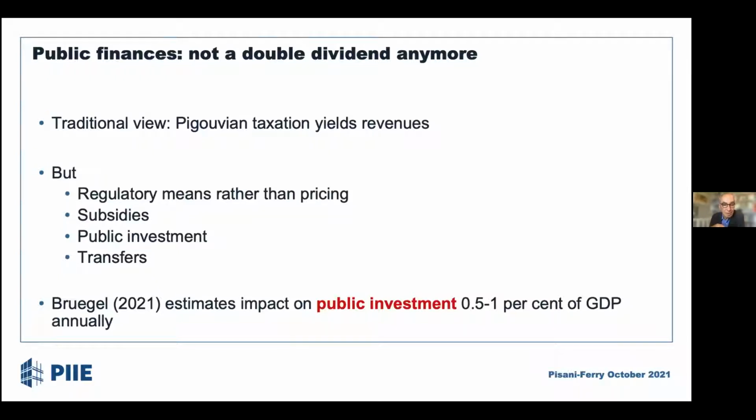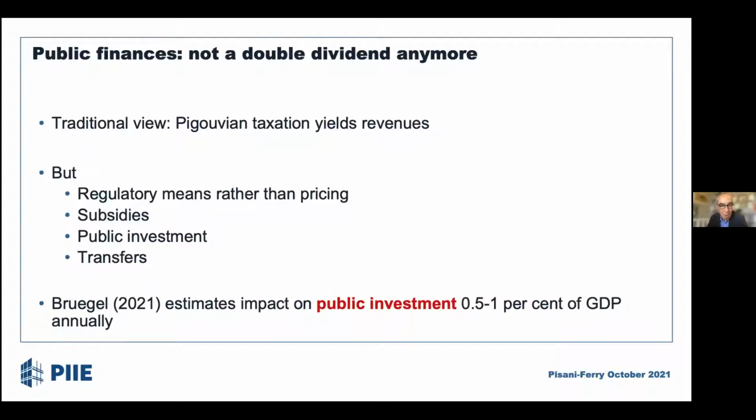Finally, on the public finances, I think this is a significant topic for investigation. The traditional view was that Pigouvian taxation would yield revenue, and that the question for public finances would be to define the best way of using these revenues, most likely to cut taxes, especially on labor. That was the theme of the double dividend.